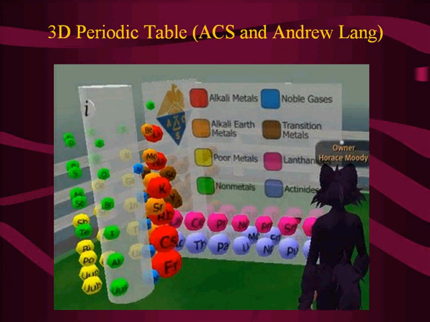3D periodic table. So again, we did this for the American Chemical Society, and so you can walk around this periodic table. You can click on these atoms, and it'll give you information about each element. So many things you can do. Again, you've got 3D here, so you can use your imagination in ways that you simply can't using a traditional website.